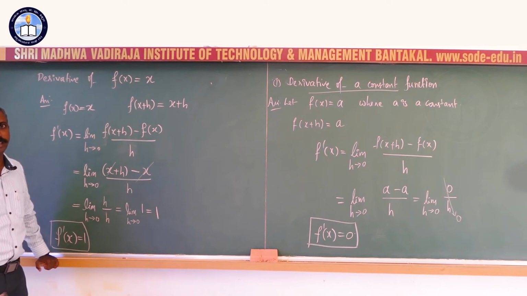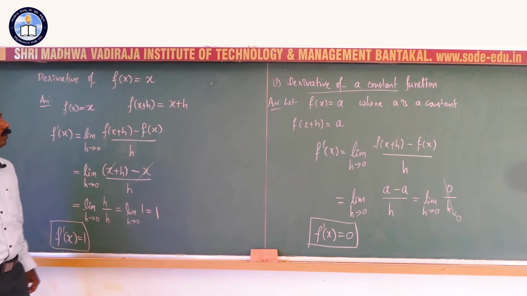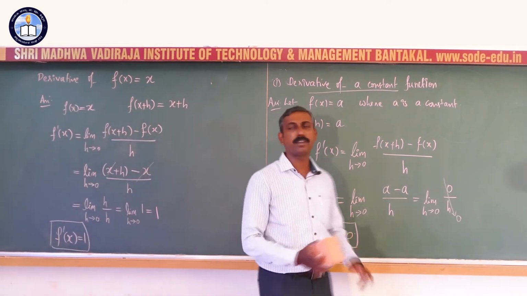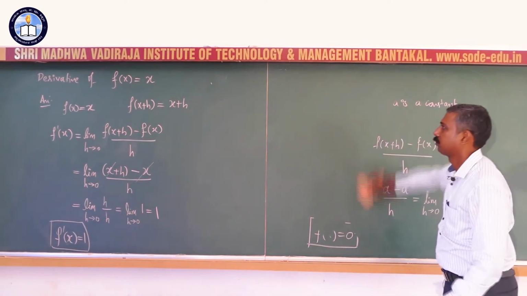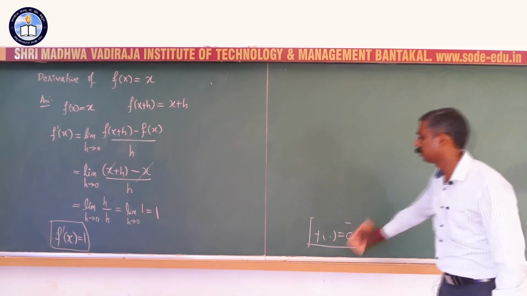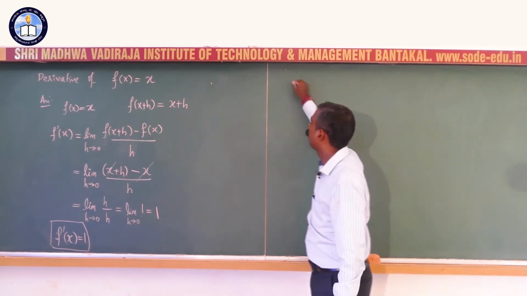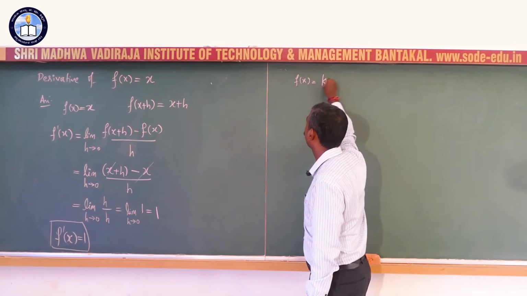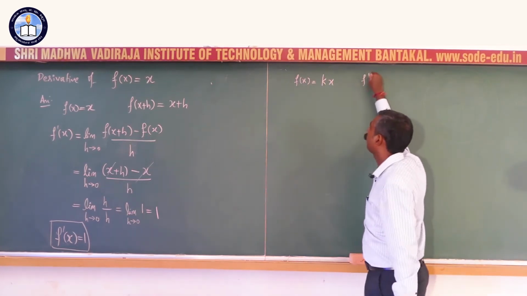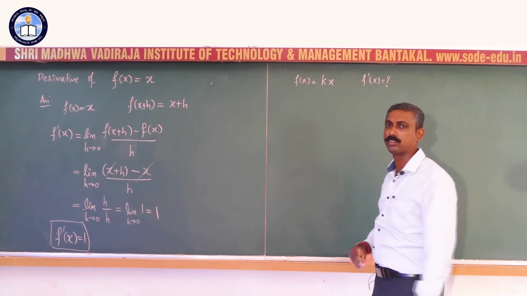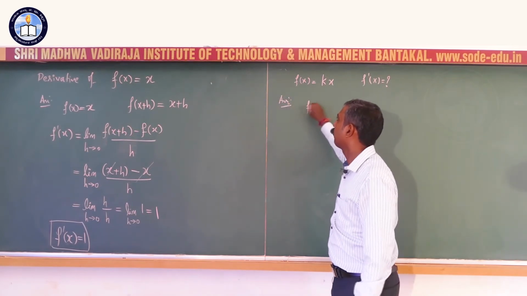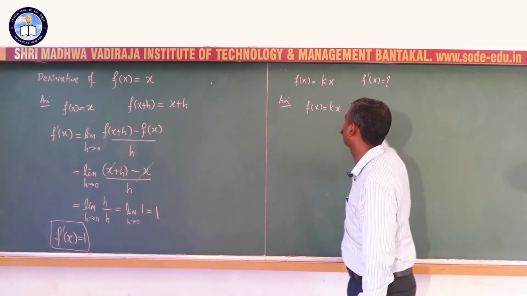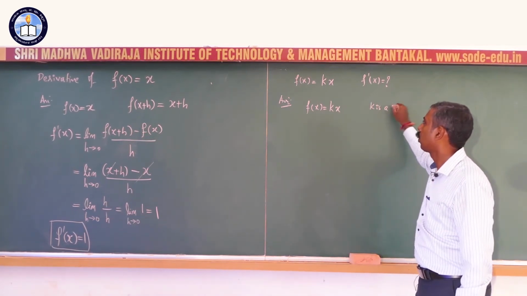So, if someone asks you to find the derivative of 2x, what will be the derivative? That we will come to later. So, derivative of ax we have to calculate. So, let us go for derivative of ax. Next one is f of x is equal to some k times x. f dash of x is equal to what? So, that is our question. Let us go with the same procedure. f of x is equal to k times x. What is k? k is a constant.